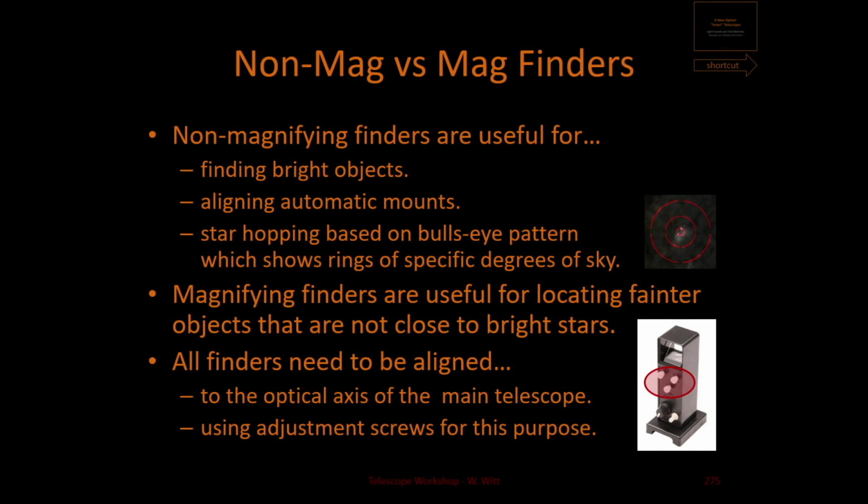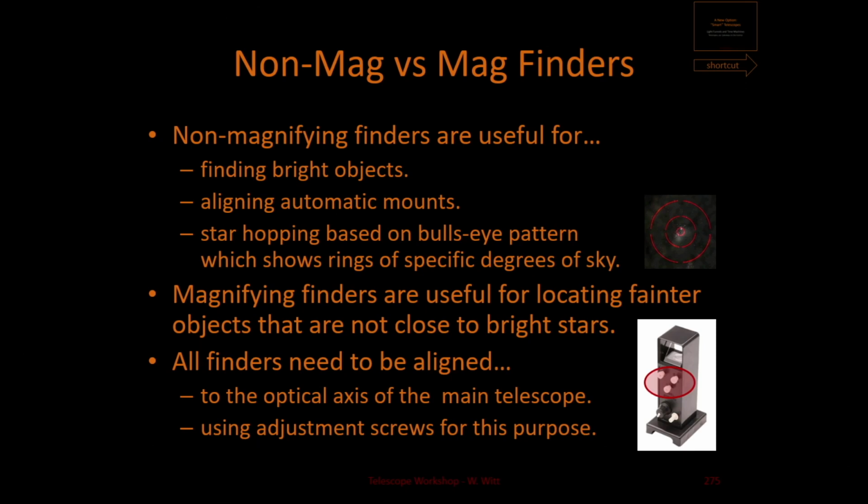If you're trying to learn how to locate objects just by using some reference star, like, I know I need to find this star, then I need to hop 2 degrees over here, and that's where my galaxy should be, then these non-magnifying finders that project the bullseye are great. Magnifying finders are useful for locating fainter objects that are not close to bright stars. It's really hard to star hop there, so you know it's vaguely over here, but you want to look through some magnification, through that little finder scope, to be able to find it.